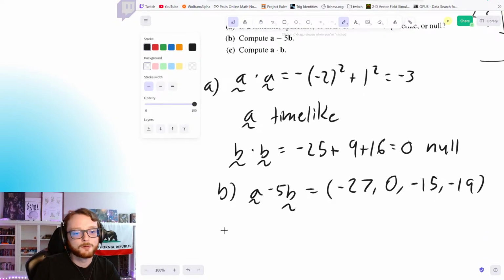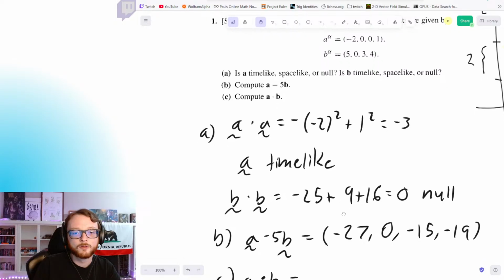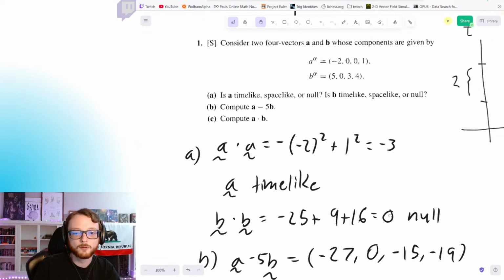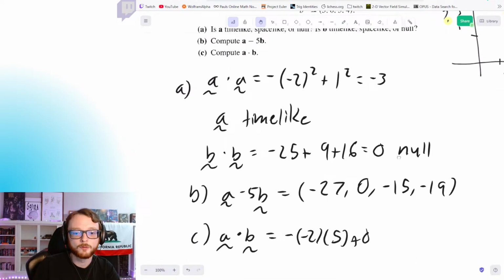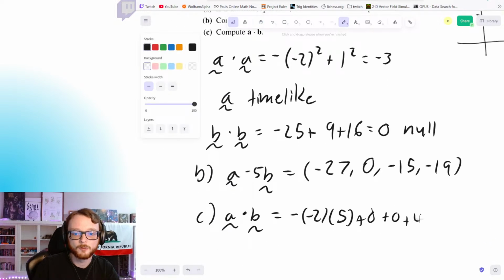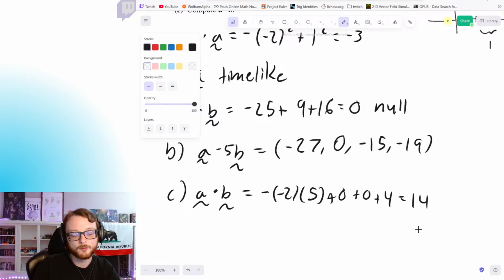Then A dot B. So it's -2 times 5, but with a negative out front. Plus 0, plus 0, plus 4. So we get a positive 10 plus 4 is 14.